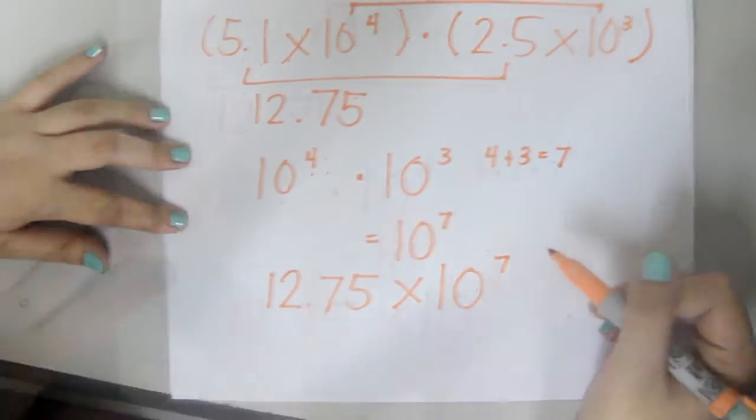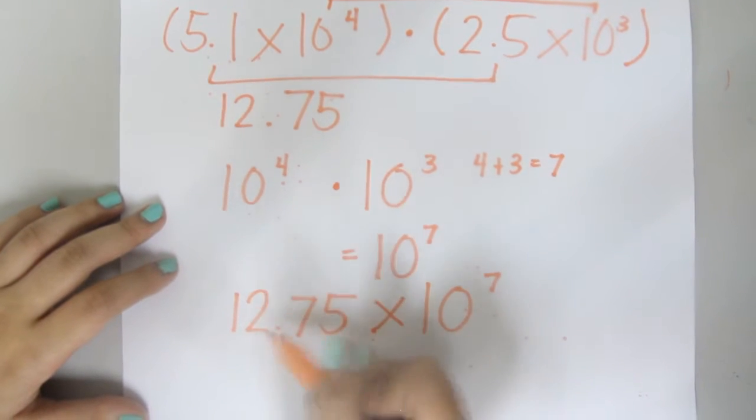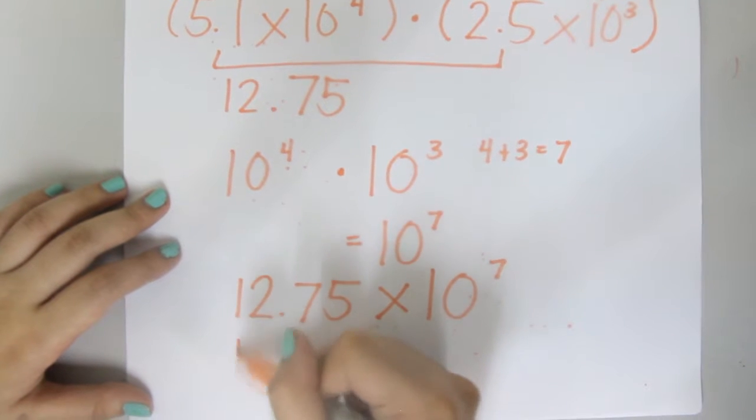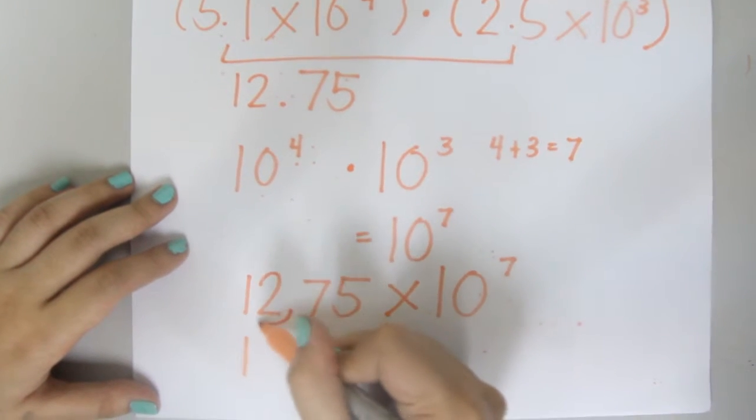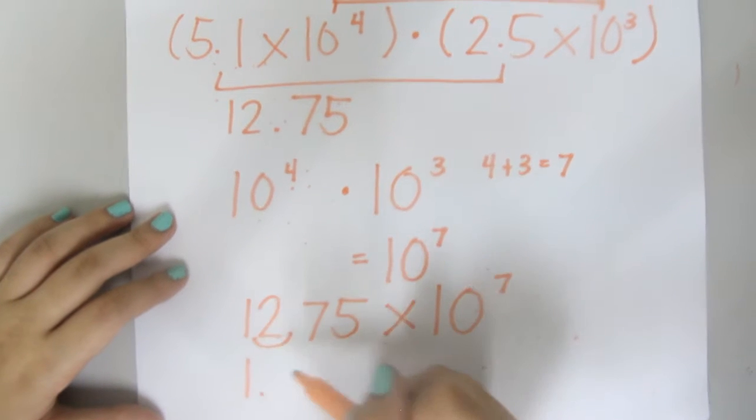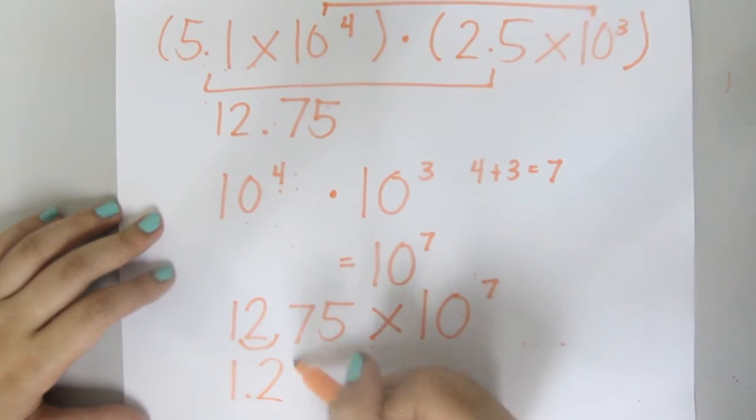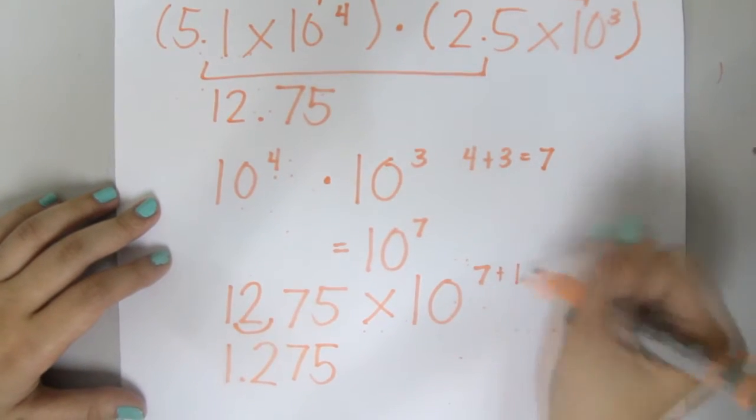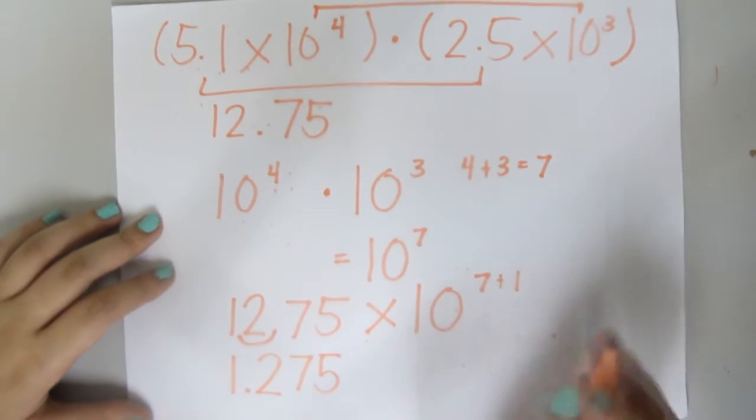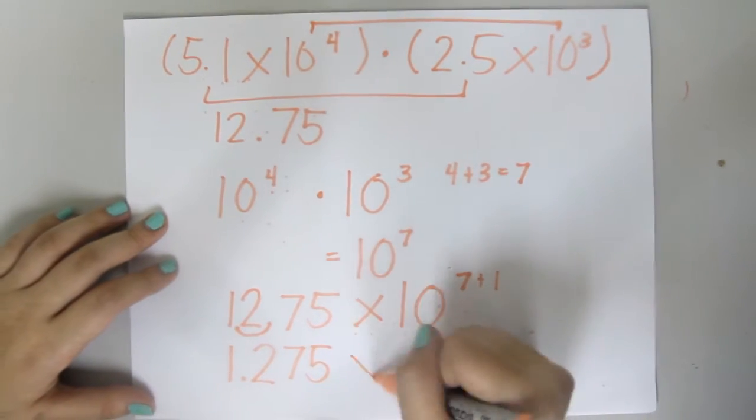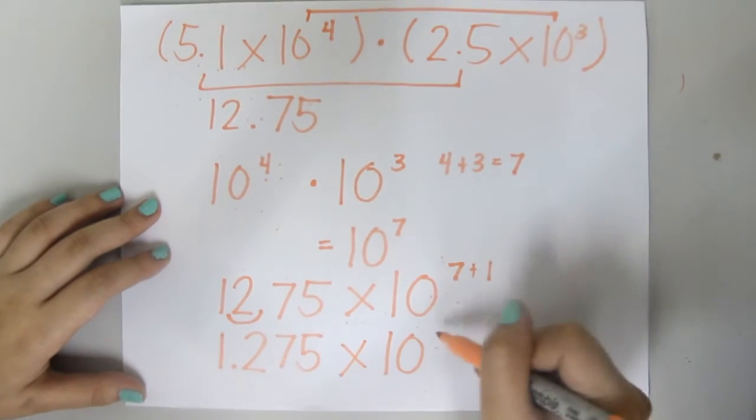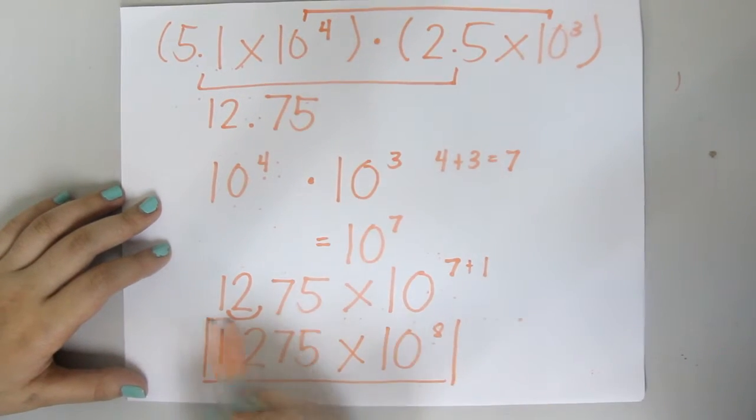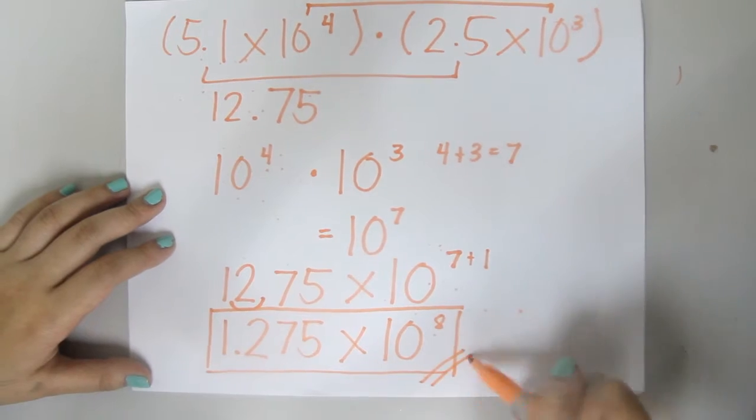But this is much better if it's less than 10. So we're going to move the decimal. Let's move it one place. 1.275. So the exponent is going to change because we moved. We're going to add 1 to the exponent, so it's going to be times 10 raised to 8. Easy as that. So that's our final answer in number 1.